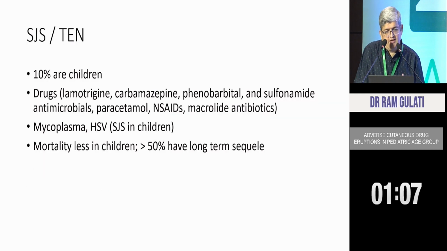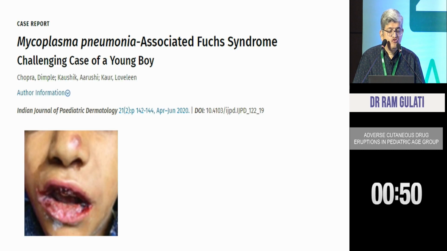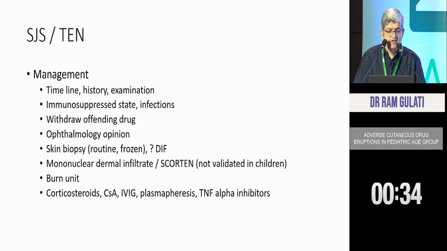The drugs are again lamotrigine, carbamazepine. Again, you're coming with anticonvulsants, NSAIDs, antibiotics, and paracetamol. Almost a similar group that we have seen. In children, mycoplasma and HSV, especially mycoplasma, can cause SJ syndrome as well. And sometimes you have just the mucosal involvement, which is called Fuchs syndrome, and it is considered to be a localized SJS or a mucosal SJS secondary to mycoplasma. In this, you have to introduce a macrolide for mycoplasma, and where you have mucosal involvement, you check for mycoplasma IgM as well.